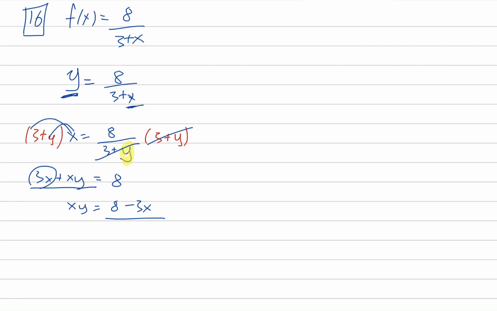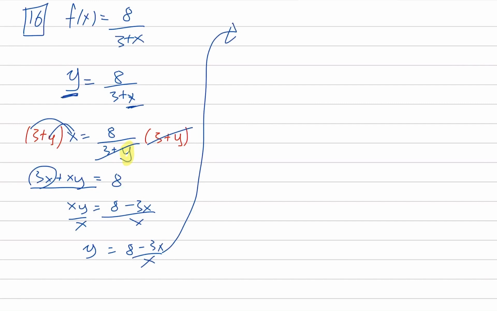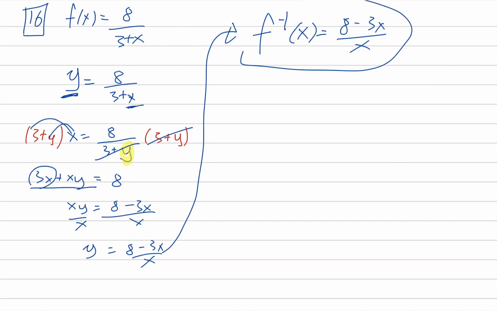Over 8. Oops, sorry, not 8. Then I'm going to divide by x on both sides. Then I get y equals 8 minus 3x over x. But for our final answer, we always have to come back to this notation. f inverse of x equals 8 minus 3x over x. This is the inverse function.